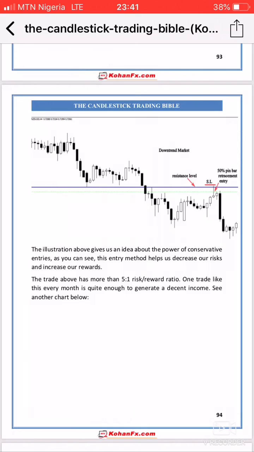The illustration above gives us an idea about the power of conservative entries. As you can see, this entry method helps us decrease our risk and increase our rewards. The trade above has more than 5-to-1 risk to reward ratio. One trade like this every month is quite enough to generate a decent income. See another chart below.